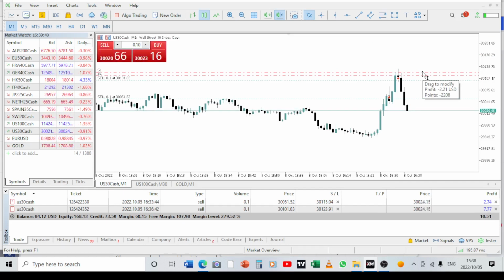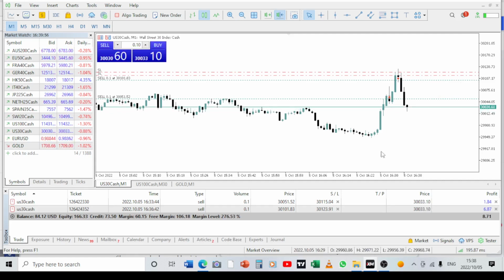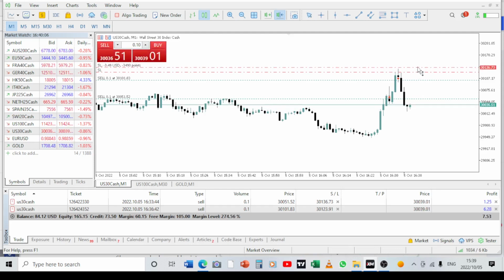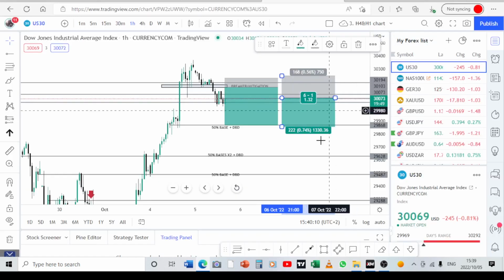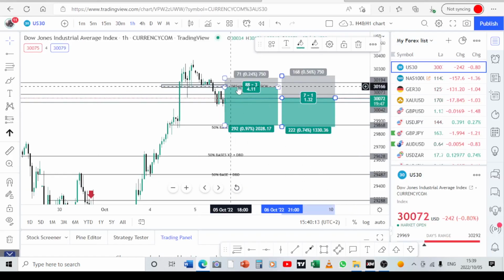Let's see how we can capitalize on this, guys. Let's see if it can push further down and try to capitalize on it. Maybe $20 or something can be made out of this one. Okay, I will lose like $10, which is a lot, guys. Let's wait for 50% here to be triggered. Let's move out on this one. So my stop losses are around somewhere here.